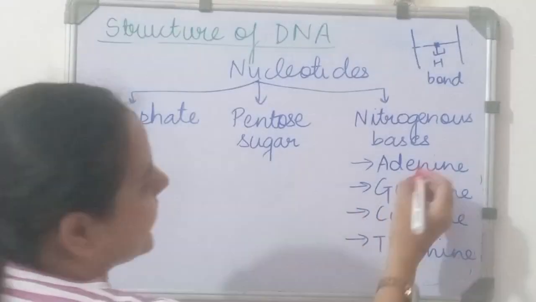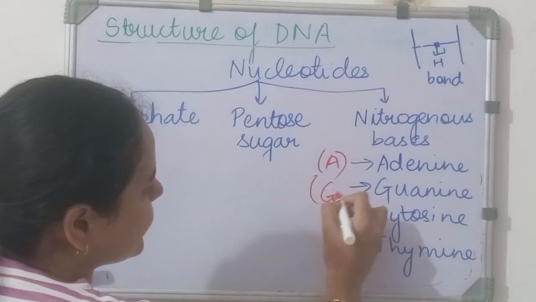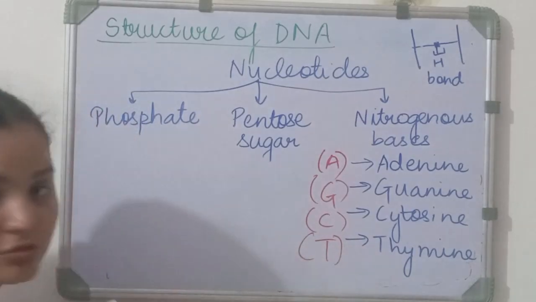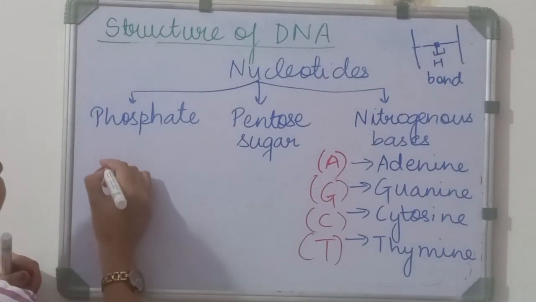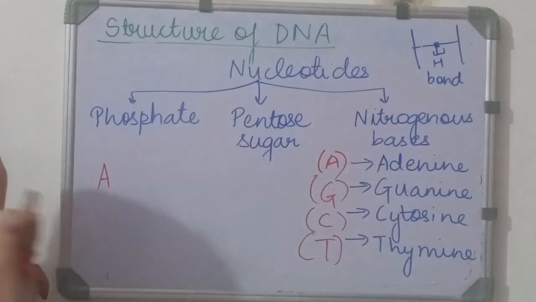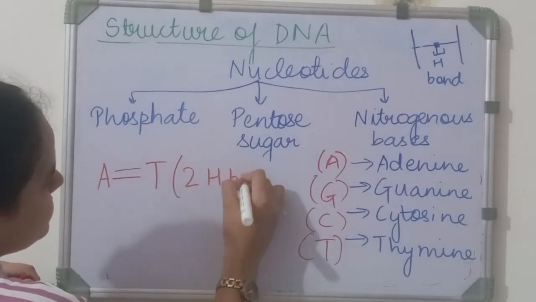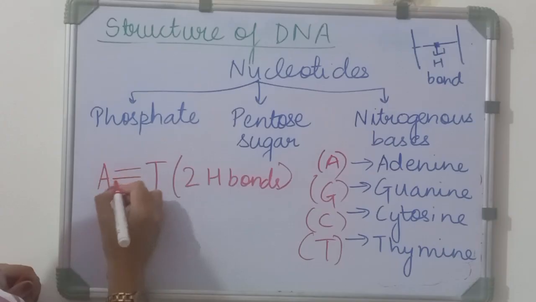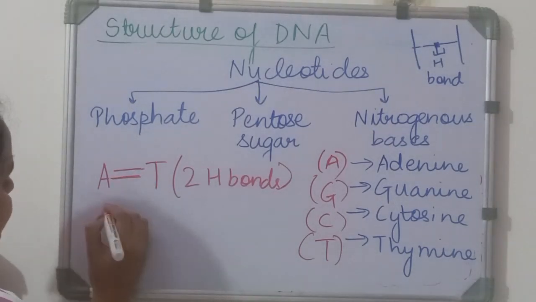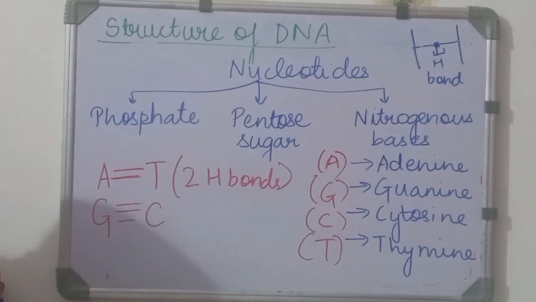This base adenine is denoted by A. Guanine is denoted by G. Cytosine is denoted by C, and thymine is denoted by T. So always remember this: adenine pairs with thymine with the help of two hydrogen bonds. Here, two hydrogen bonds. This is one hydrogen bond and this is the other hydrogen bond. And guanine always pairs with cytosine with the help of three hydrogen bonds.